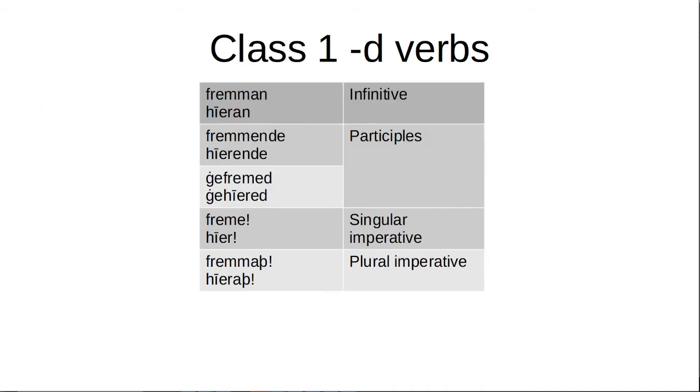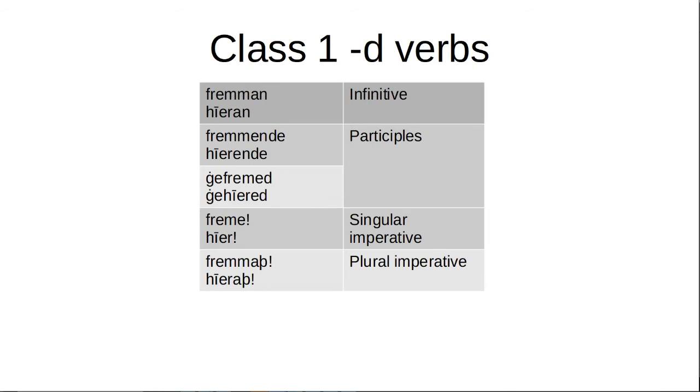So here's all the forms that aren't finite, which basically just means they're not "I love, you loved, I was." It's like the being and the done forms. So the infinitive is fremman and hyron, as already stated. The present participle, the -ing form, is fremmende and hyrende.